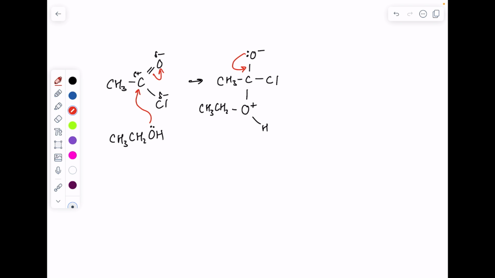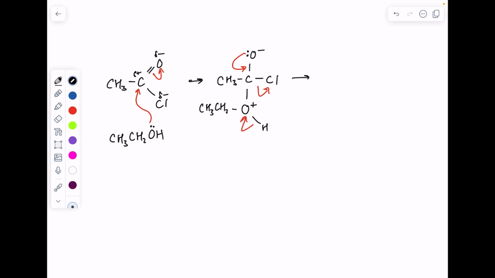Remember, carbon always needs to have 4 bonds, so if we're forming a double bond here, we're going to have to lose something. We're going to use the chlorine. We call this a good leaving group because chloride is a stable ion. So that breaks that bond there. And then we can't keep a positive charge on the oxygen, so we need to deprotonate. So this hydrogen here will leave.